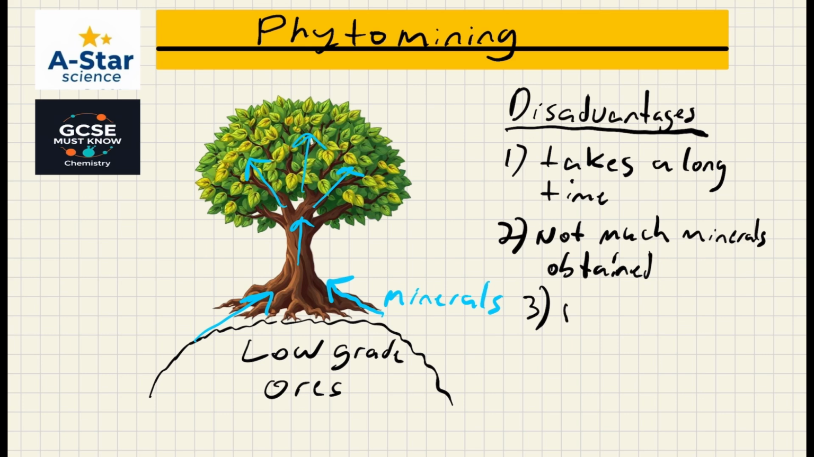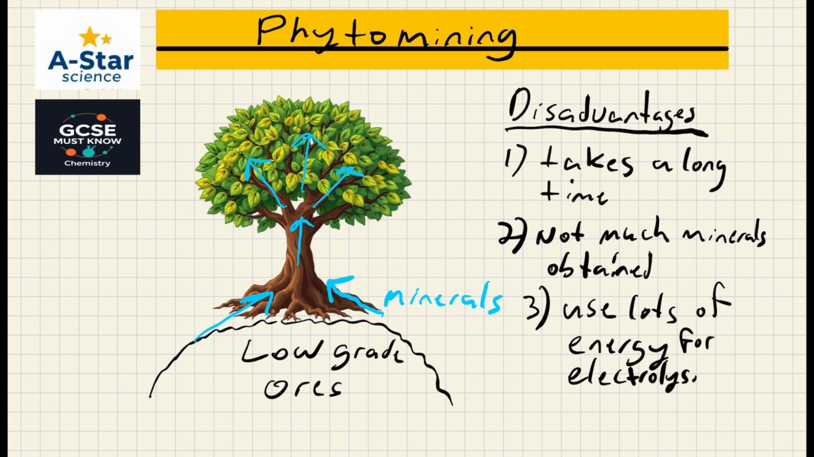There are some other drawbacks as well. You can use lots of energy in the electrolysis process. And of course, we know that energy relates to cost, and so that can be quite expensive. And at the extraction phase, very harsh chemicals are used to dissolve the ash, and that also can lead to environmental problems as well.